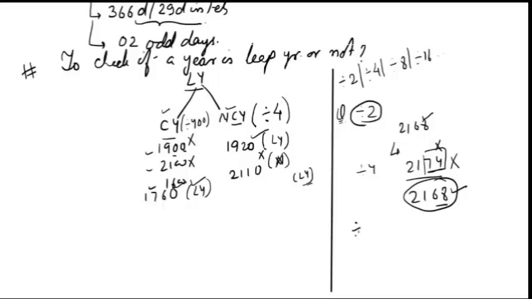What is the divisibility rule of 8? Take 21768. To check whether this number is divisible by 8, we check whether the last 3 digits are divisible or not. Here the last 3 digits are divisible by 8, that means the entire number is divisible by 8. It's very interesting to note that 2 means 2 power 1, so we are checking the last digit. 4 means 2 power 2, so we are checking the last 2 digits. 8 means 2 power 3, so we are checking the last 3 digits.